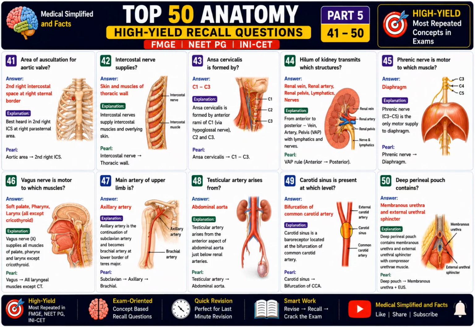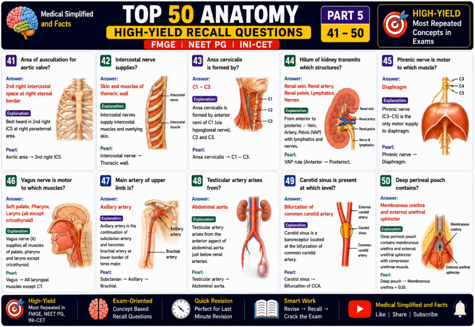Question 48. Testicular artery arises from? Answer. Abdominal aorta. Arises from its anterior aspect just below the renal arteries. Pearl. Testicular artery to abdominal aorta. Question 49. Carotid sinus is present at which level? Answer. Bifurcation of common carotid artery. A baroreceptor located there. Pearl. Carotid sinus to bifurcation of CCA.